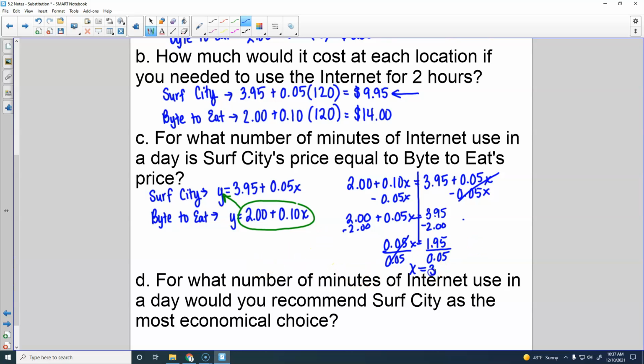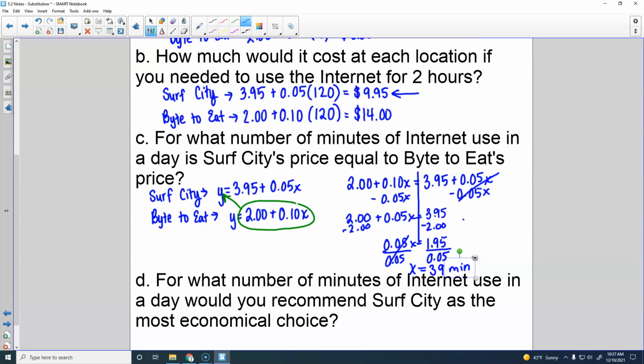39. And what is that? 39 minutes, hours, dollars, days? What are we talking about? Minutes. So at 39 minutes, the price would be the same. So if you knew for sure you needed to use the internet for 39 minutes, it would not matter which one you went to. Yeah, 39 minutes exactly.